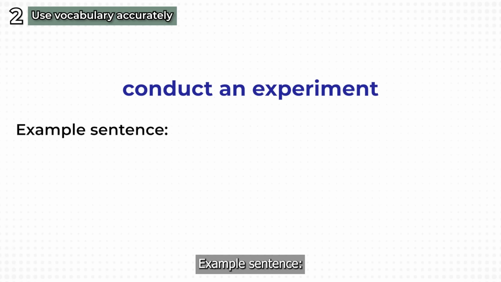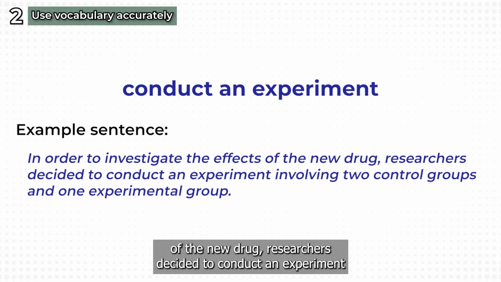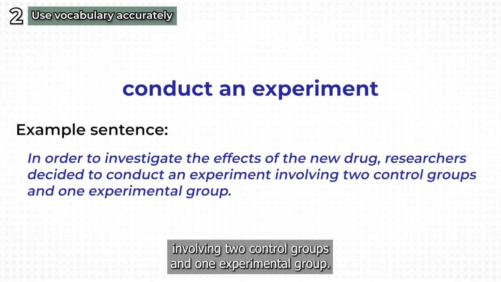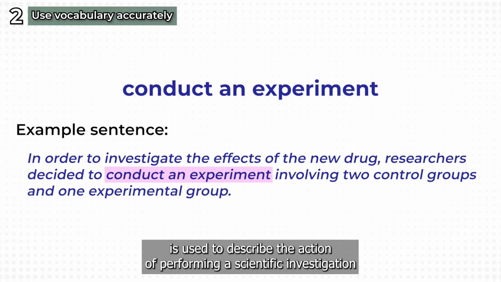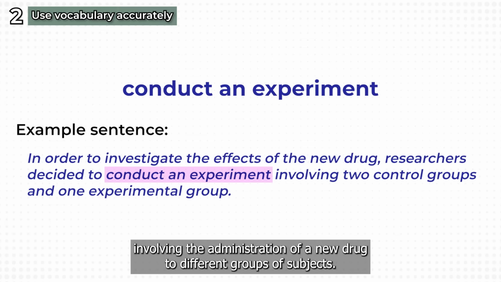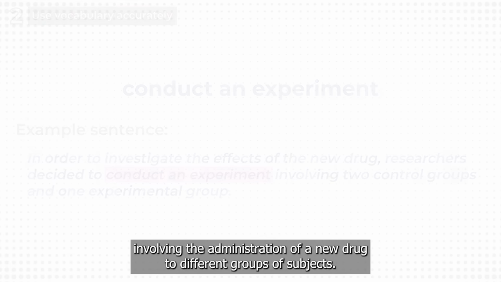Example sentence: in order to investigate the effects of the new drug, researchers decided to conduct an experiment involving 2 control groups and 1 experimental group. In this sentence, the collocation, conduct an experiment, is used to describe the action of performing a scientific investigation involving the administration of a new drug to different groups of subjects.